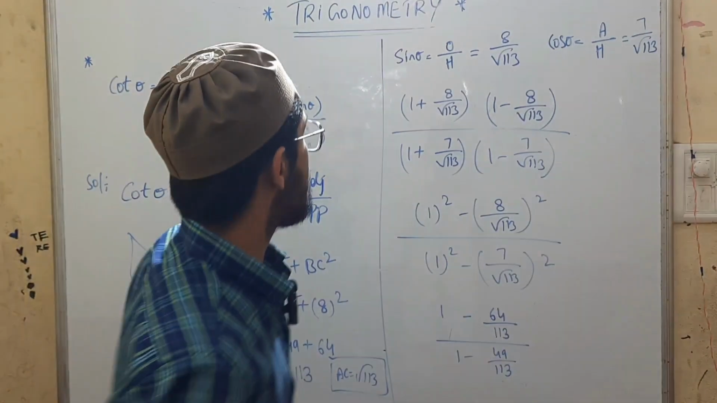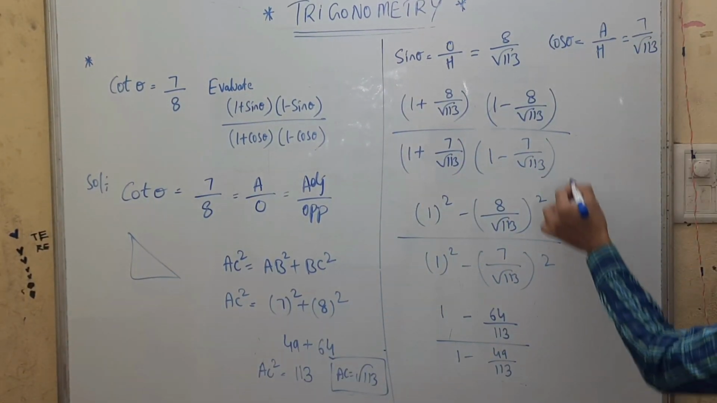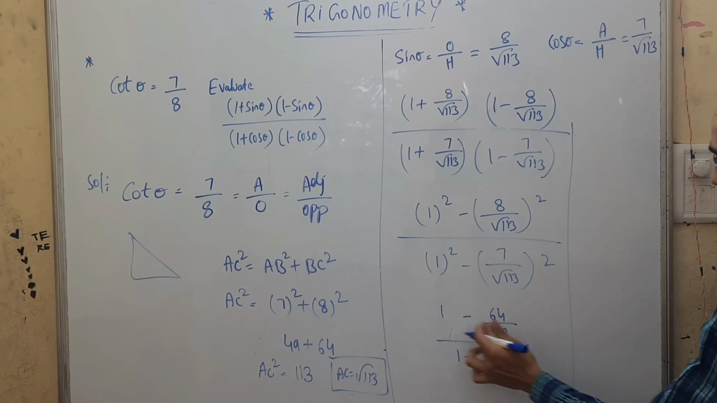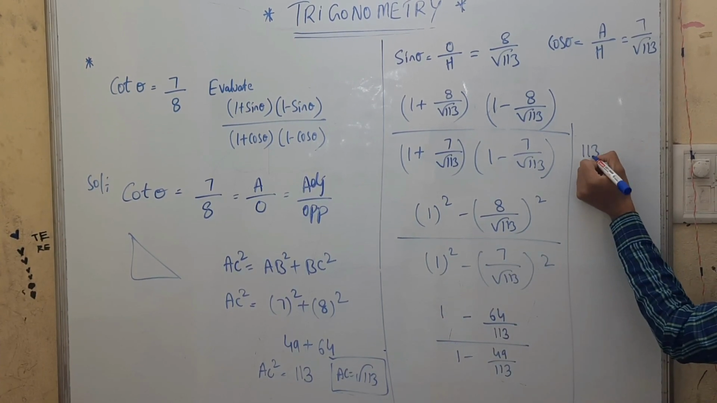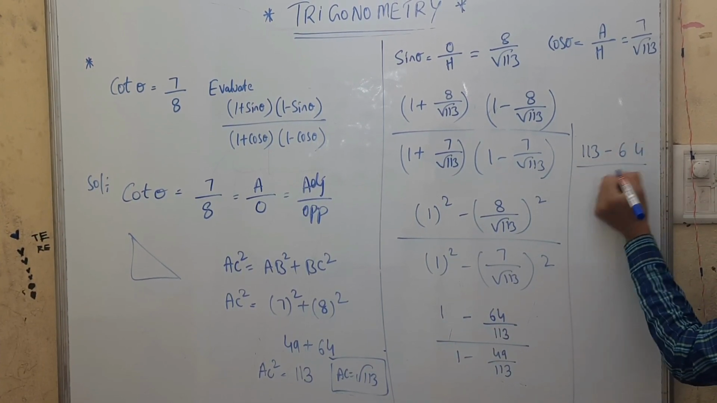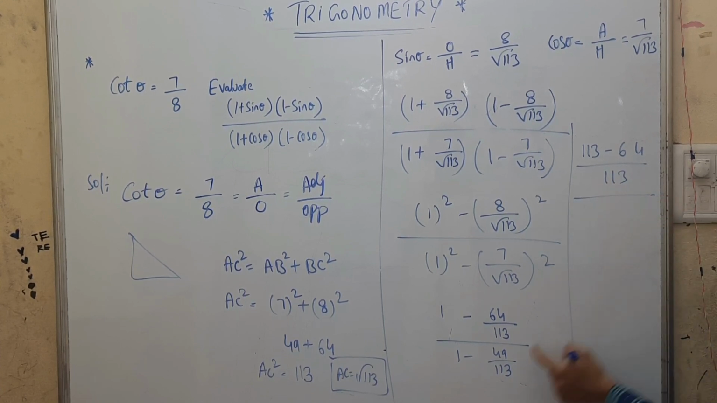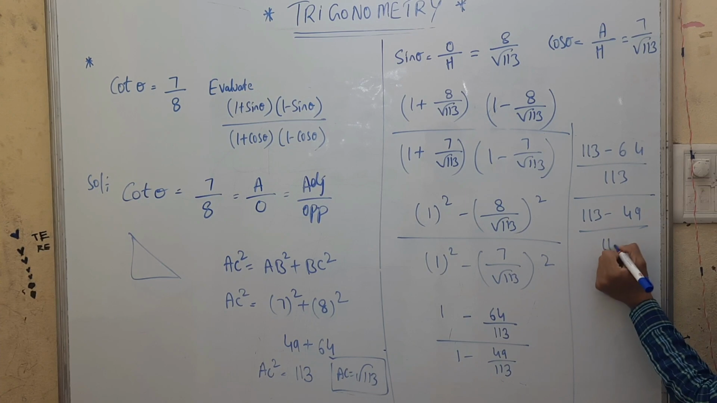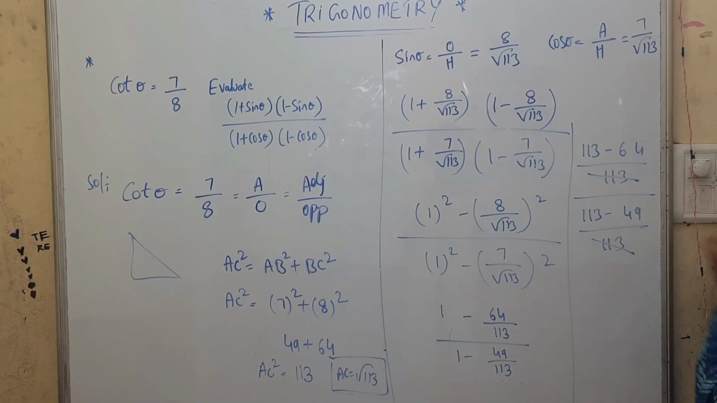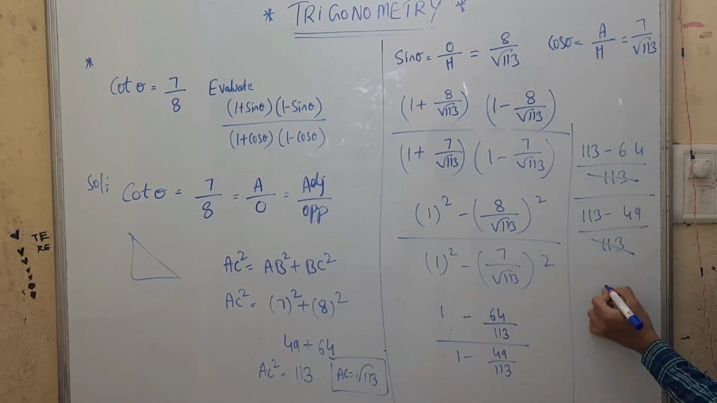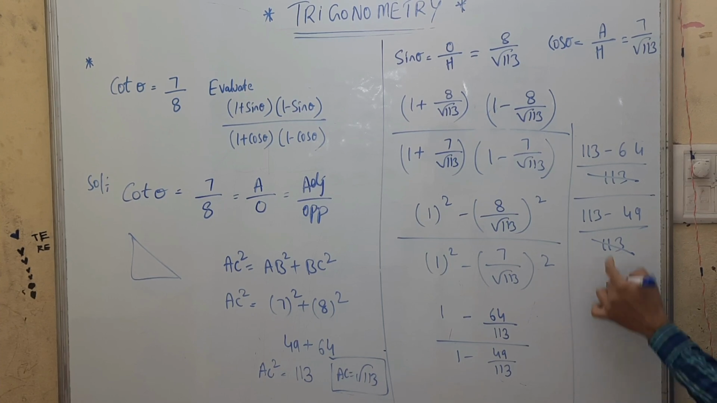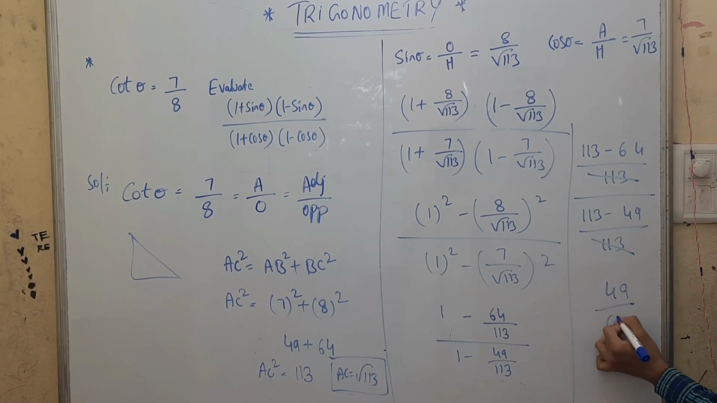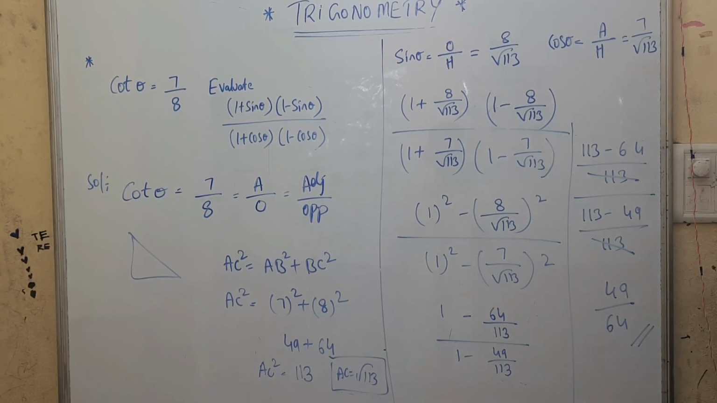After this step, you have 113 minus 64 by 113, by 113 minus 49 by 113. The 113s get cancelled. 113 minus 64 is 49, and 113 minus 49 is 64. So our answer is 49 by 64.